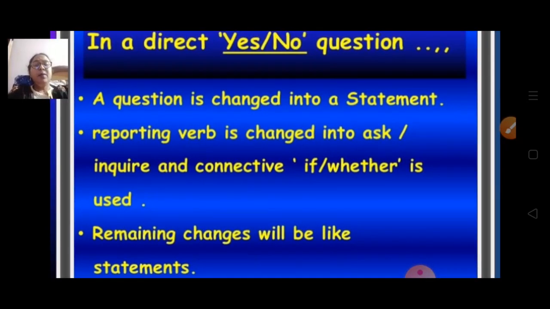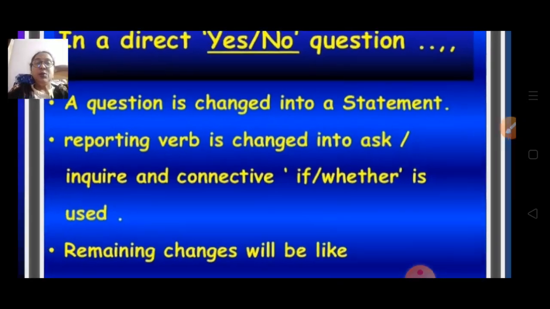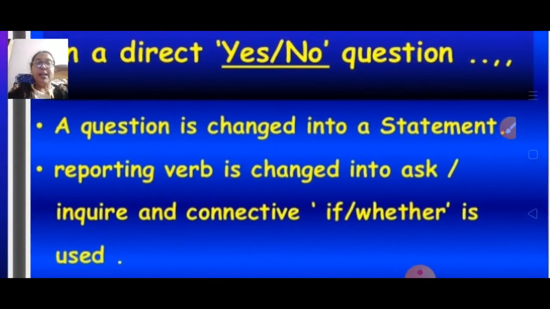So whenever we are changing direct to indirect speech in interrogative sentences, always remember: a question is changed into a statement. The reporting verb is changed into ask or inquire, and the connective if or whether is used. The remaining changes will be like a statement. Always keep this in your mind: in indirect speech, a yes or no question takes if.